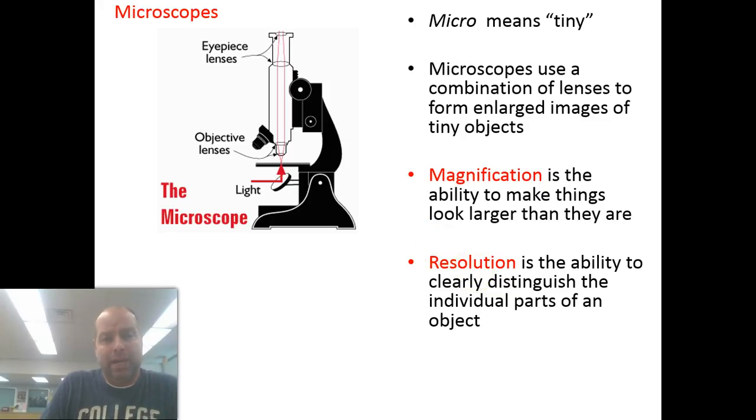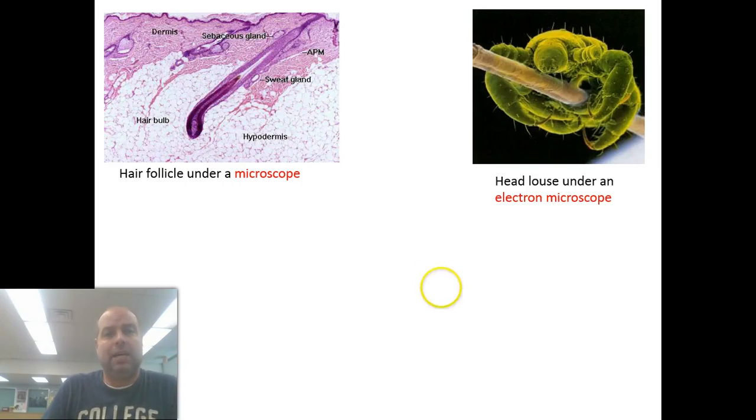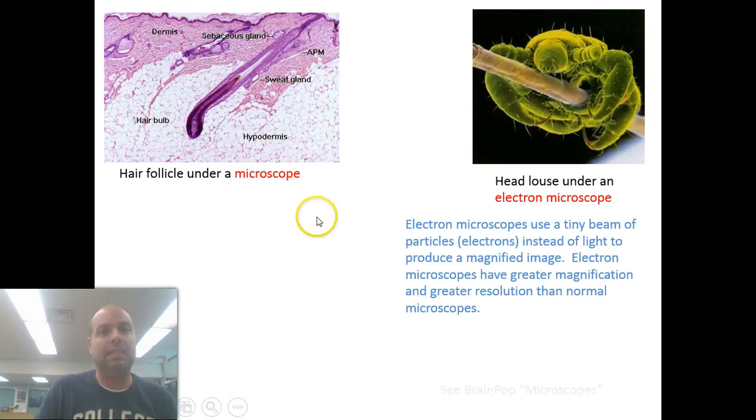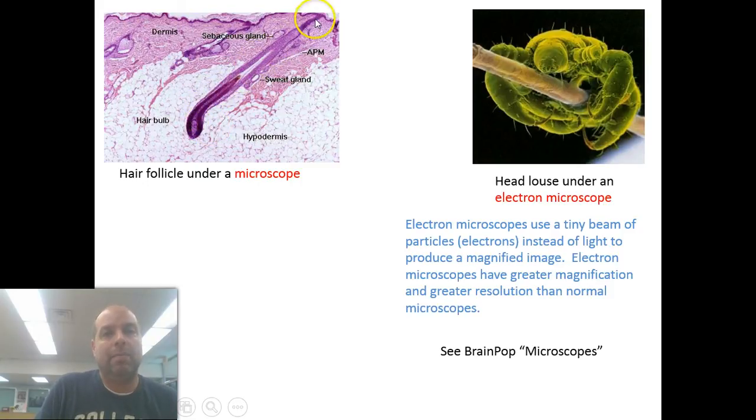So here we have the microscope. It's a typical light microscope, one we're going to be using in class. These are some images of different objects from a microscope. This happens to be an image of a hair follicle. You see the hair follicle down here, and then you've got the hair coming on up and through the scalp.